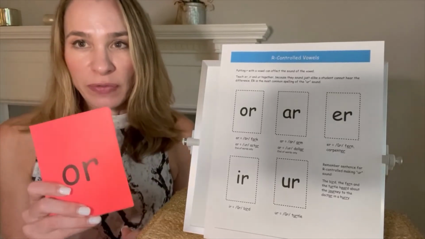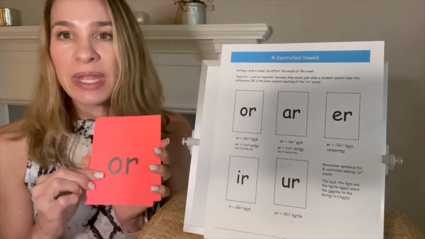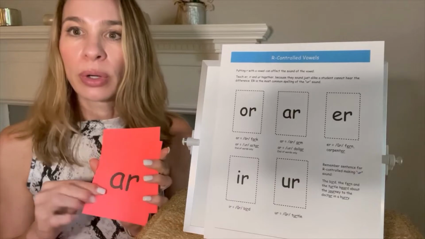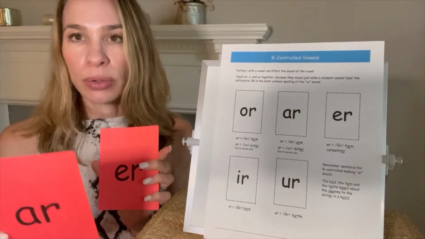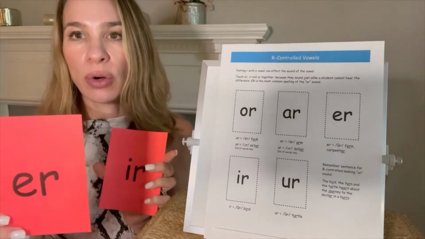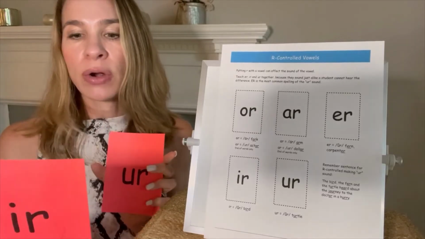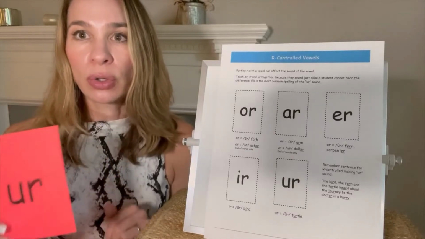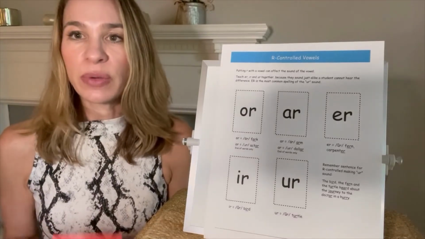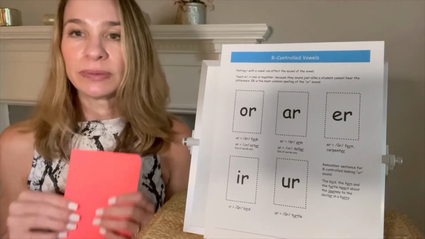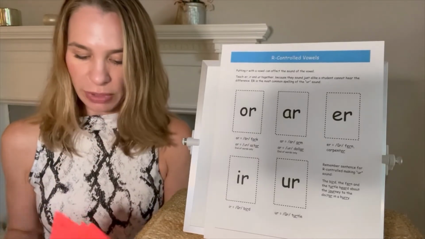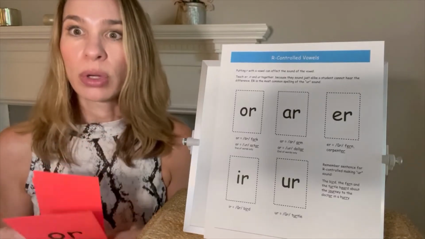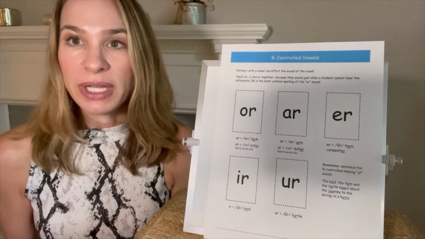You use your phonogram cards first, and you get your student used to seeing them, having the keyword: OR, fork, or; AR, arm; ER, fern; IR, bird; UR, turtle. So that's the first thing we do, and we want them going as fast as possible. Just get them saying it, OR, or, fork, and then you can drop the keywords eventually.